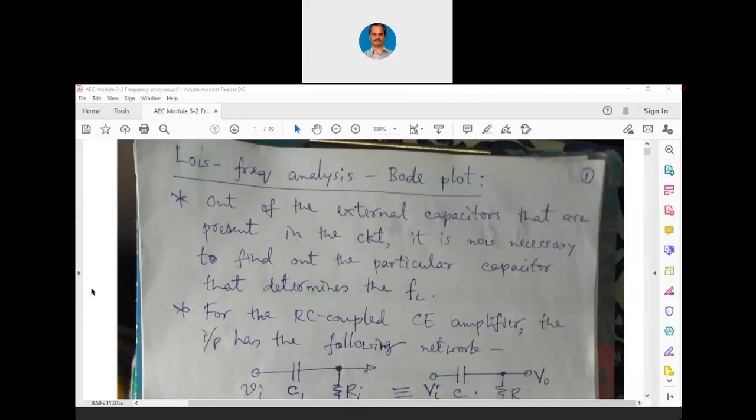So from now on, we are going slightly deeper into the low frequency analysis as well as the high frequency analysis, and then we will be discussing some selected BJT as well as FET circuits.